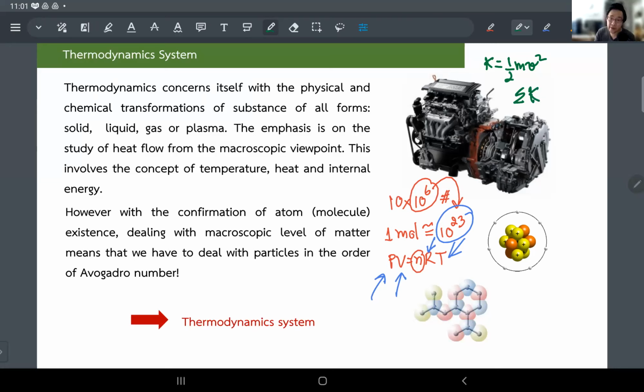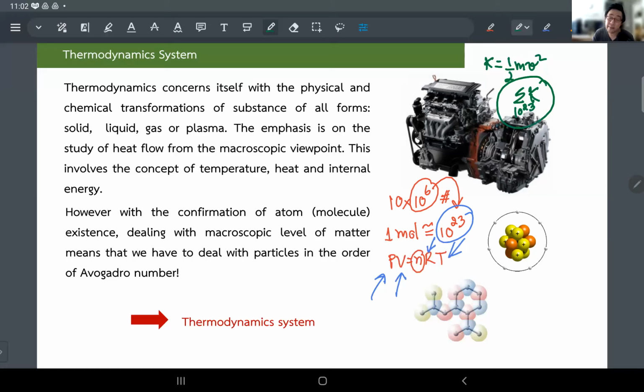But the problem now is how can you sum numbers that reach 10 to the 23? Even if you have a supercomputer, you still have the problem of detecting the velocity. To know that speed, you have to set up a sensor, and when the oxygen molecule drives past, you detect the speed, do the 1/2 mv squared and sum them up. That's impossible to do manually.